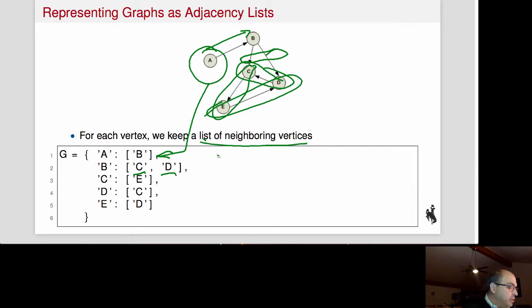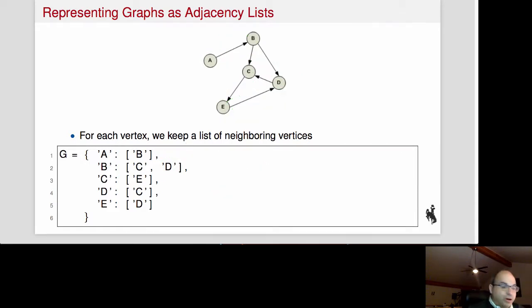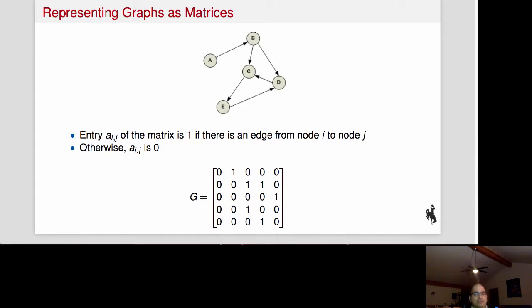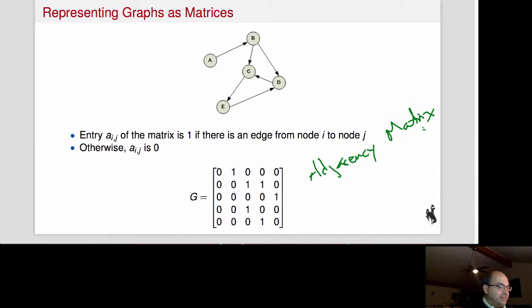This code, by the way, is just Python code. That's not important, but what is important is that I actually have the code for each one of these graphs. So it really is represented that way. All right, so let's look at some other ways of representing it. Different ways to use a matrix, and this is called an adjacency matrix. The previous explanation was called an adjacency list.